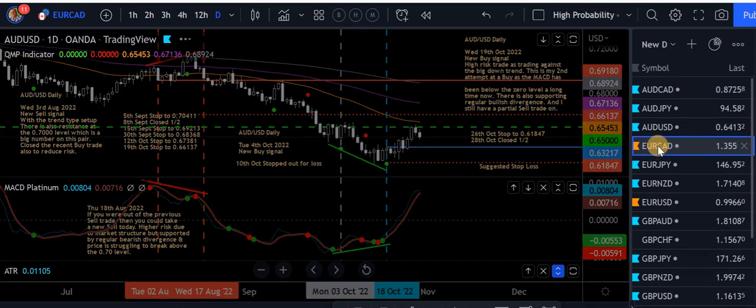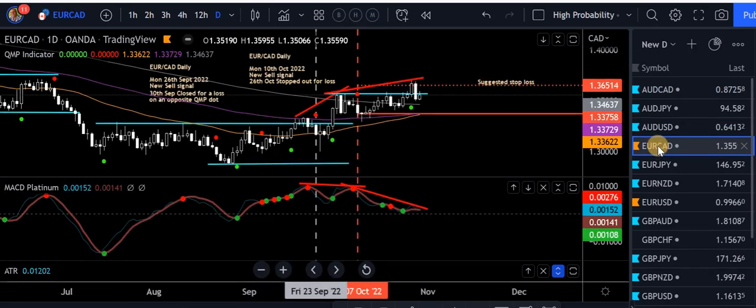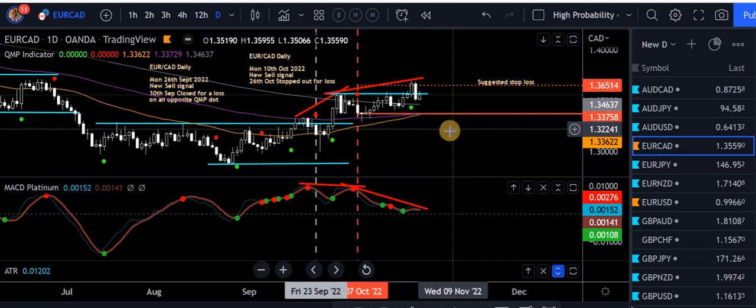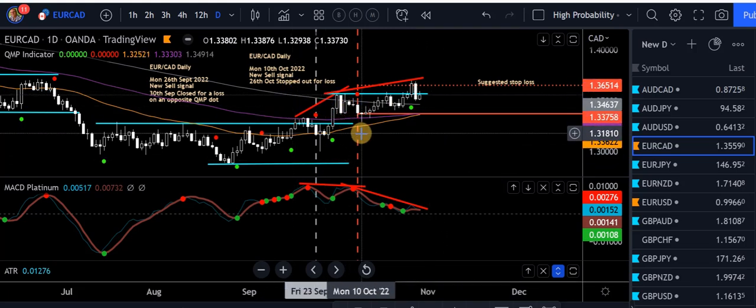All right, Euro CAD. Highlight in orange means there's something I want to talk about. And yes. All right. Now, where's my trade gone? Doesn't matter. I've lost my trade, would you believe? All my details. Where are we? 10th of October.